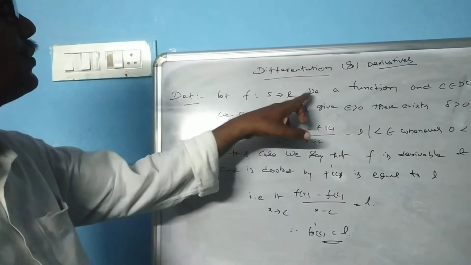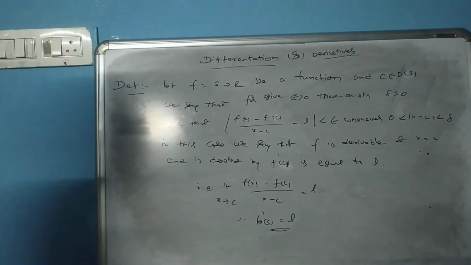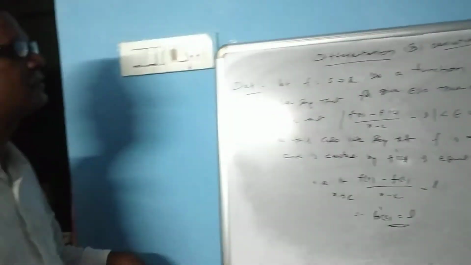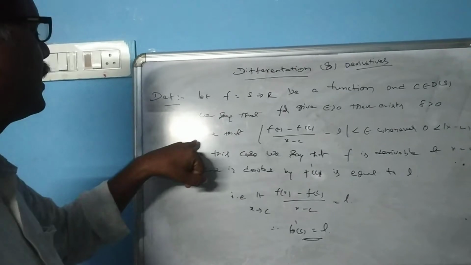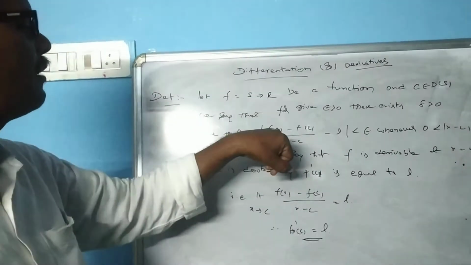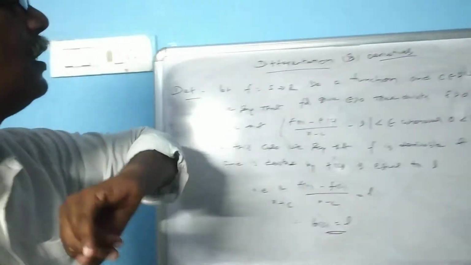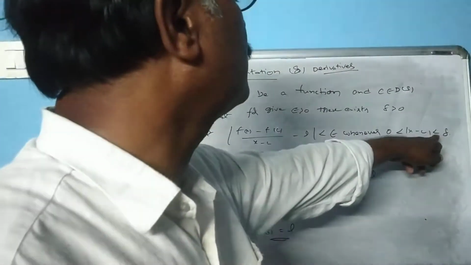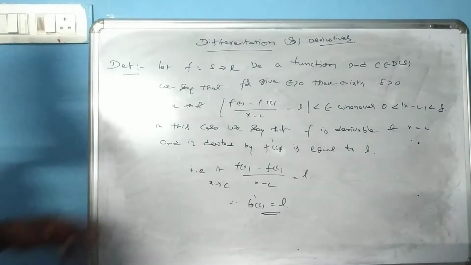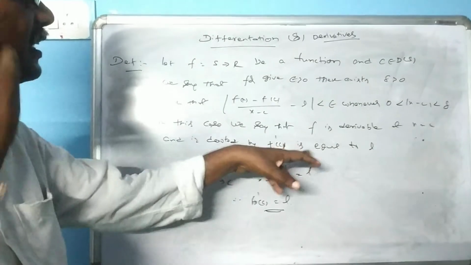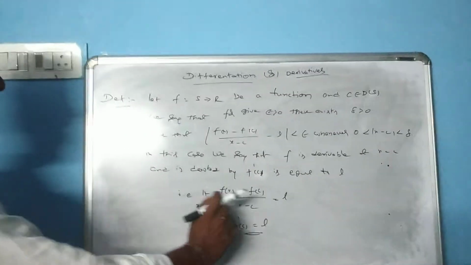Let f from S to R be a function and c belongs to S, c is the limit point of S. We say that for given epsilon greater than 0, there exists a delta greater than 0 such that |(f(x) minus f(c))/(x minus c) minus L| is less than epsilon whenever 0 is less than |x minus c| less than delta. This is denoted by f dash c, the limit of (f(x) minus f(c))/(x minus c) equal to L. Friends, we will apply.